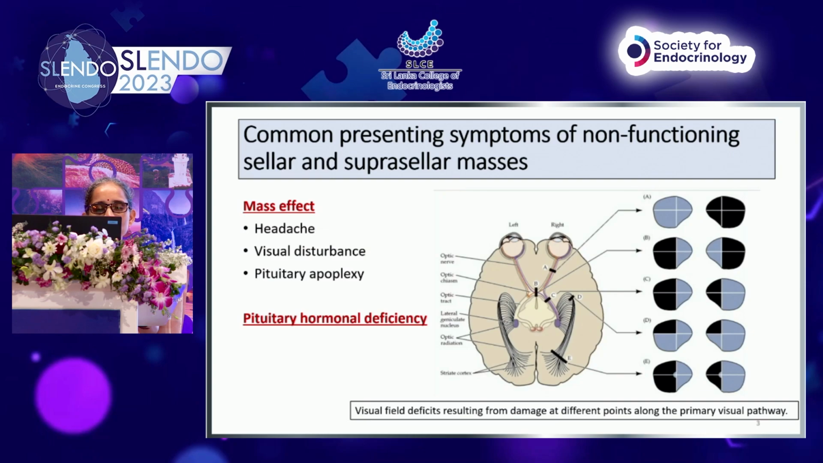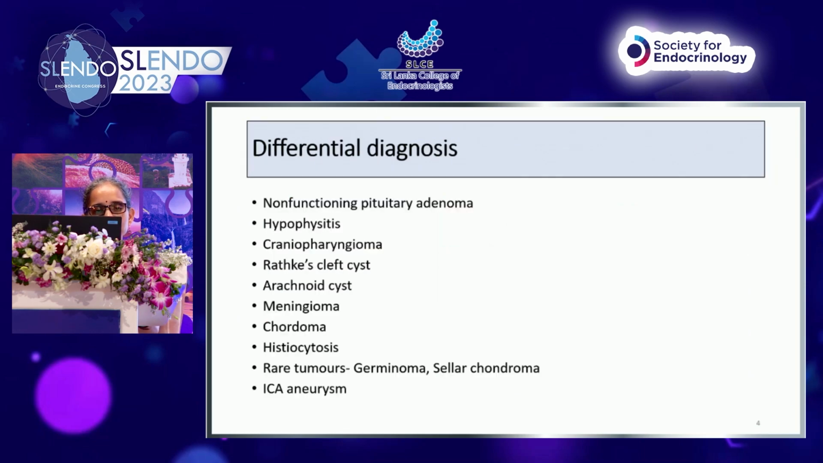So some of the common presenting symptoms of patients with non-functioning sellar and suprasellar masses are those due to mass effects such as headache, visual disturbance, and symptoms due to pituitary apoplexy, as well as symptoms of pituitary hormonal deficiency. The visual field defects depend on the level of involvement of the visual pathway, and the most commonly affected site is at the optic chiasm, where the compression on the optic chiasm leads to bitemporal hemianopia.